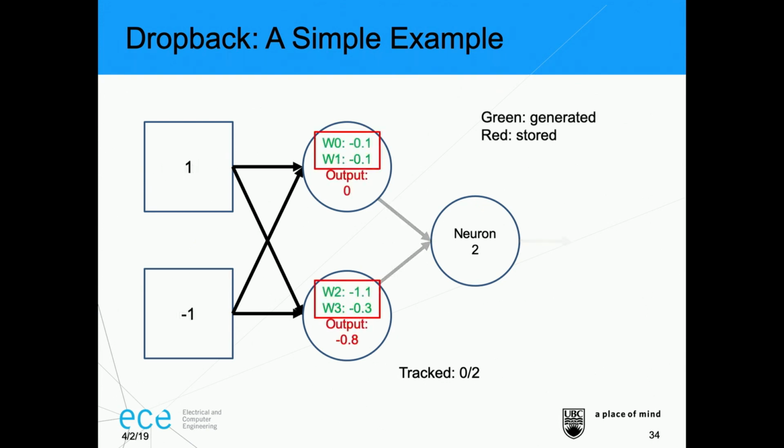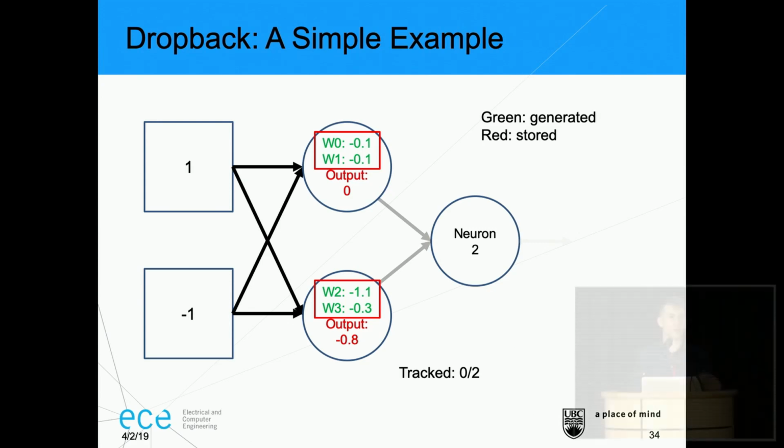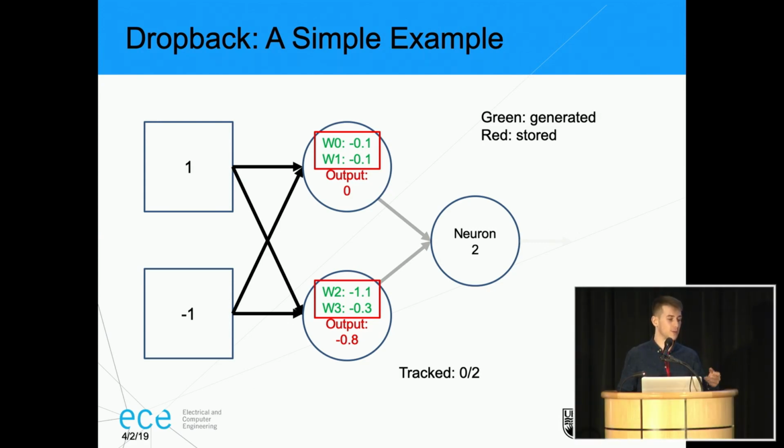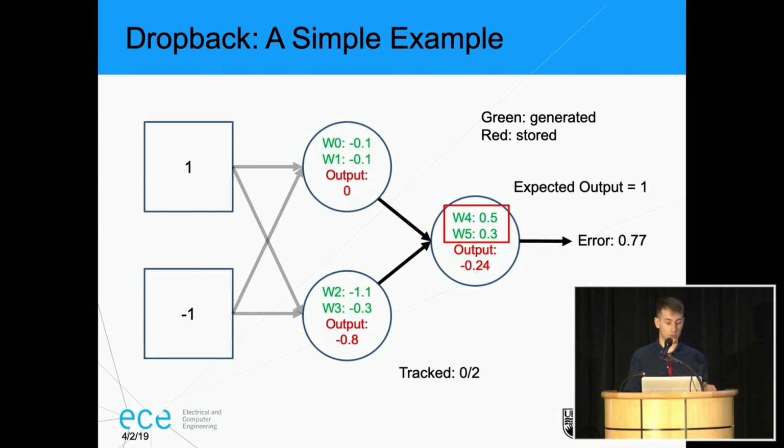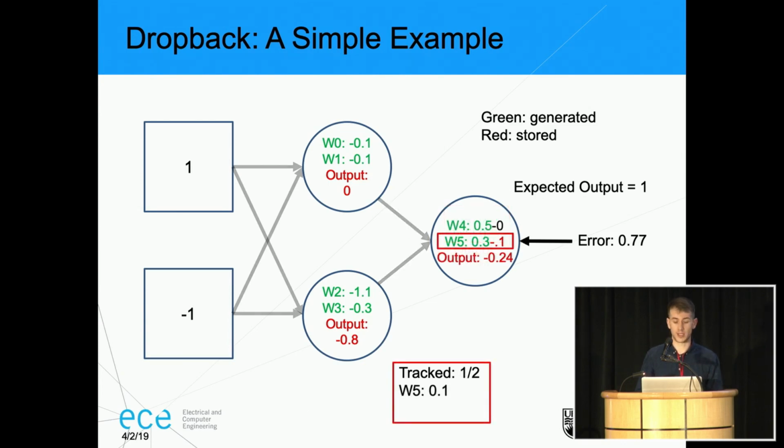So starting with our input, our first layer, we generate weight 0, weight 1, weight 2, and weight 3 from our pseudo-random number generator. And we save those outputs because we're going to use them during the backwards pass. And then we move on to the output layer, generate weight 4 and weight 5, calculate our error, and now we can start our backwards pass. So in our backwards pass, this is where things get interesting, right?